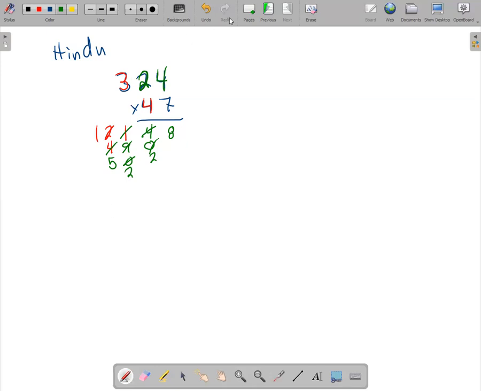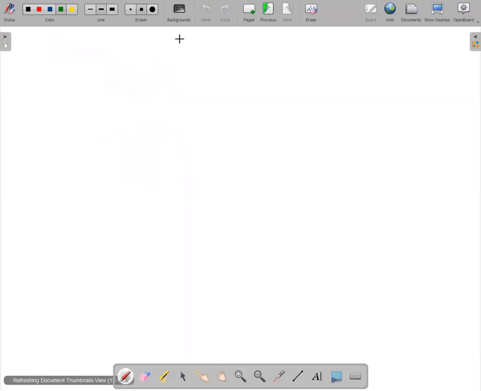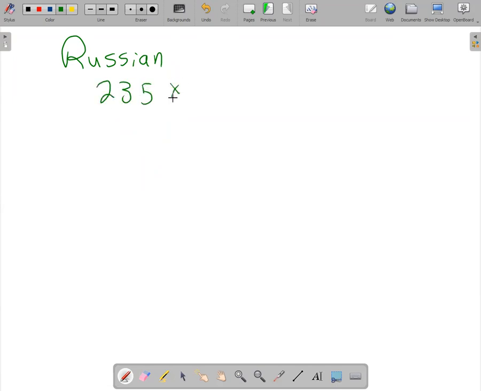All right, here's the most amazing one, I think. Russian. Let's go back to the 235 times 42. The way the Russian works is you have one number and you double the other number. And it turns out it doesn't matter which one you have and which one you double. So I'm going to choose to have 42 because I can do that easily right now.